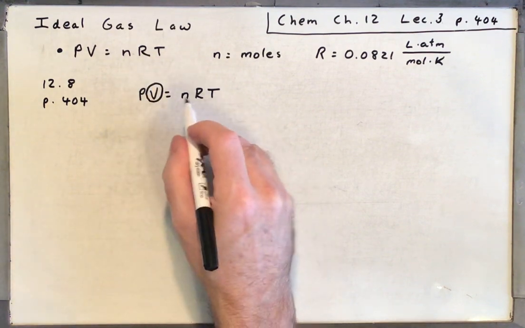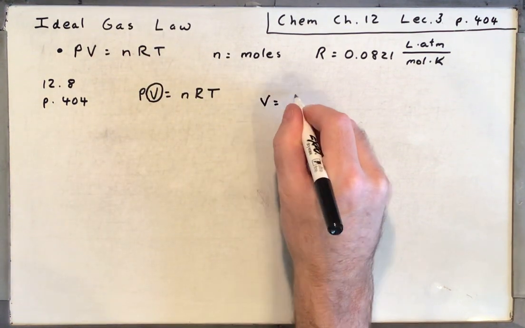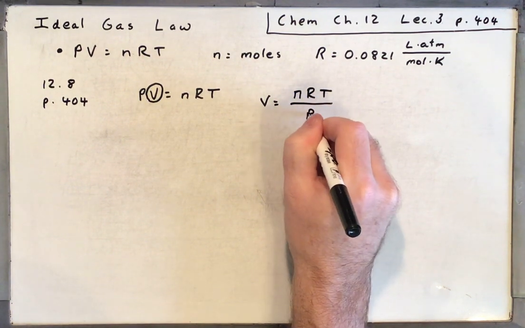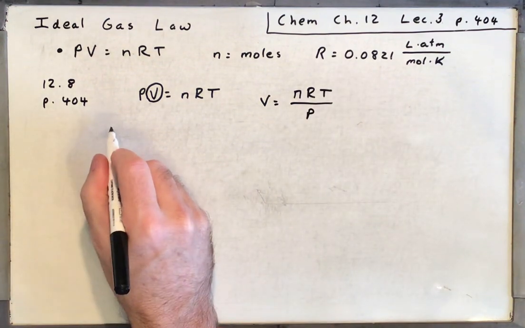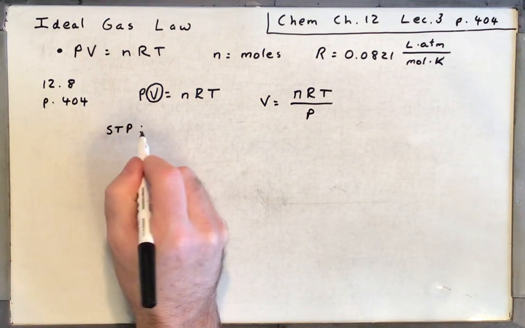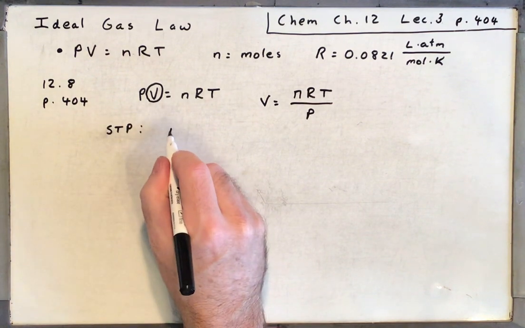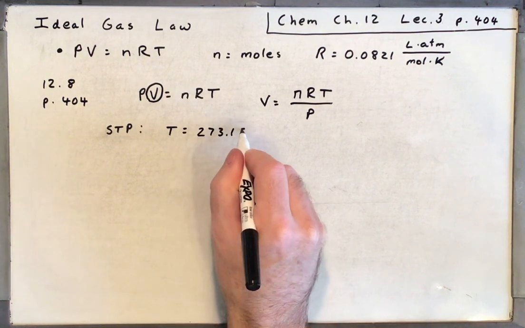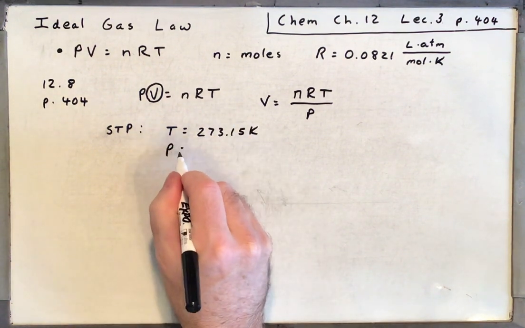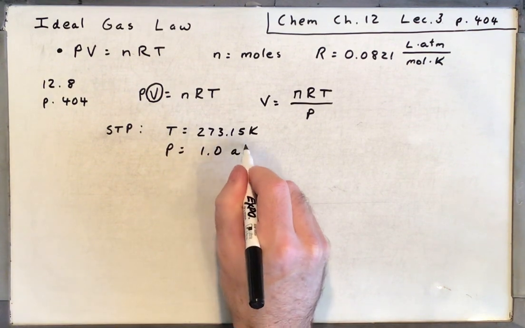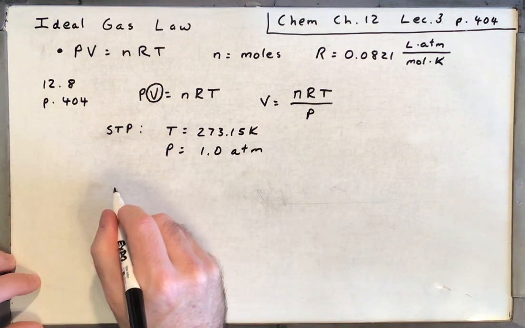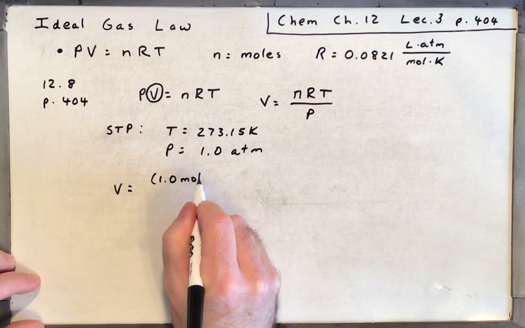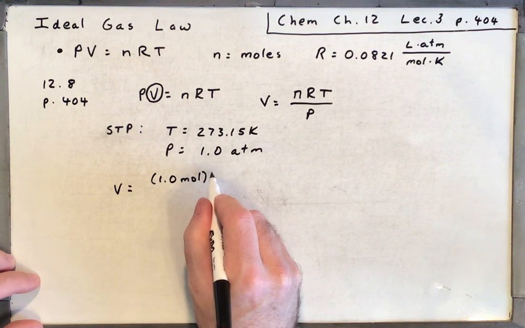Okay, so we are solving for volume. So let's bring P underneath nRT. We would have volume is equal to nRT over P. So at STP, right, standard temperature and pressure, you know that the temperature is equal to 273.15 Kelvin. And you know the pressure is equal to 1 atmosphere. So our volume is going to be 1 mole. That was given in the problem. A lot of times you have to calculate that, but not in this case.